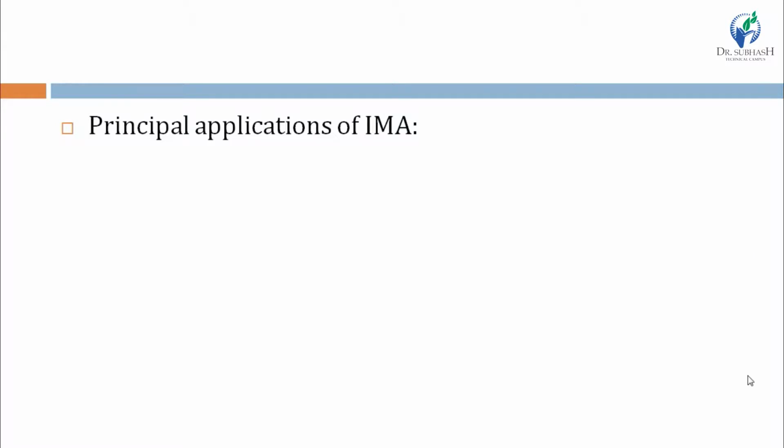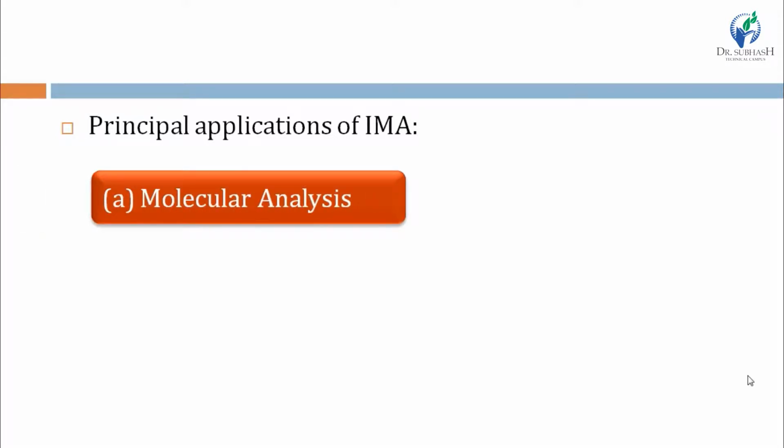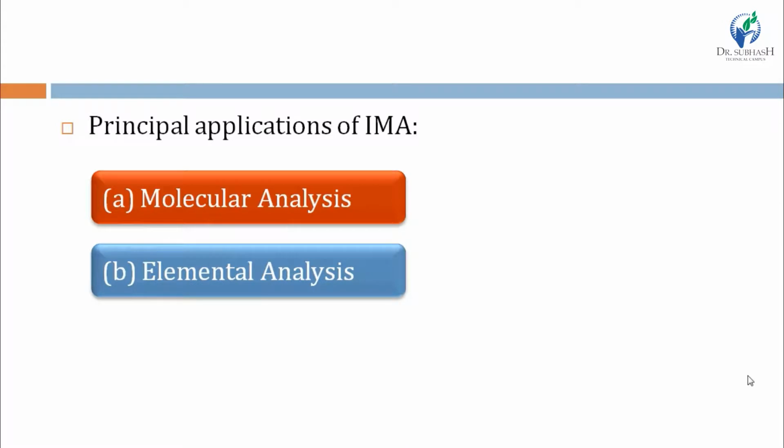Now, what are the main applications of these instrumental methods of analysis? First one is molecular analysis and second one is elemental analysis. Means molecular analysis gives information about the molecules present in the sample and elemental analysis gives information about the elements present in the sample. For molecular analysis, UV absorption, X-ray absorption, then IR spectroscopy, all of these spectroscopies are used, while for elemental analysis, X-ray diffraction is used, various diffraction methods are used for elemental analysis.